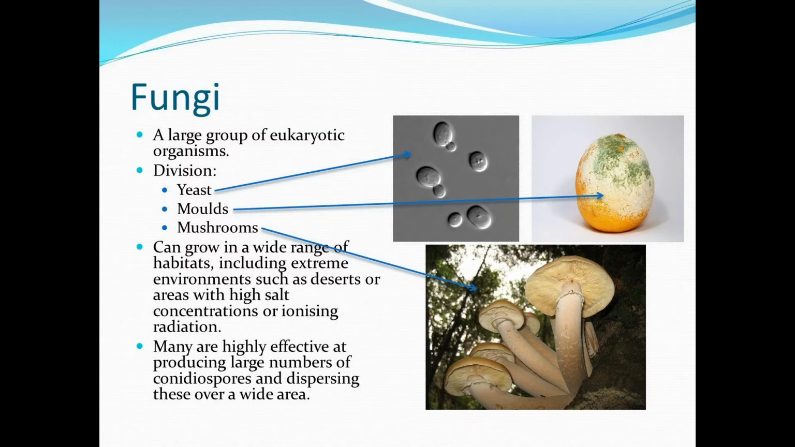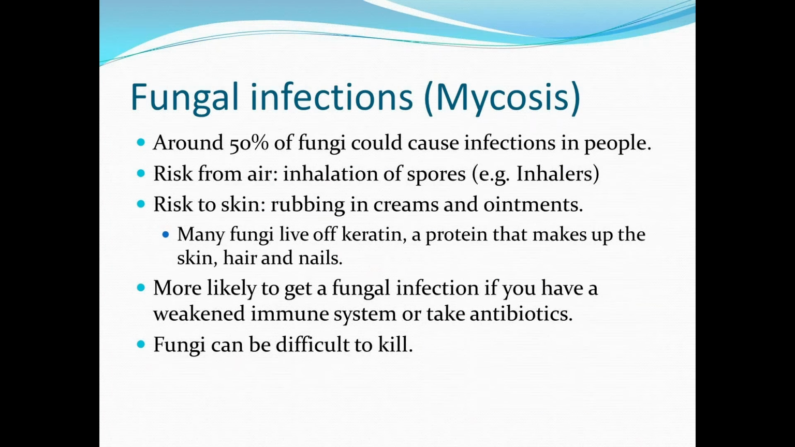So fungi are a concern because they are very hardy. They can grow in a range of habitats, including what's regarded as extreme environments, so either very wet, very dry, or having low, sometimes higher temperatures. And they can also readily spread spores over a fairly wide area. Now, it's estimated that about 50% of the known fungi have the potential to cause infections in people. And an infection from a fungus is known as mycosis.